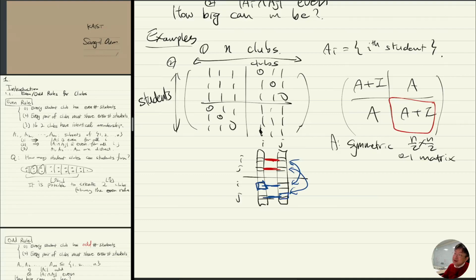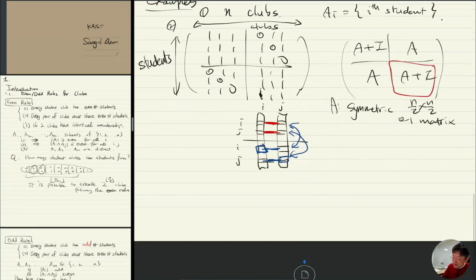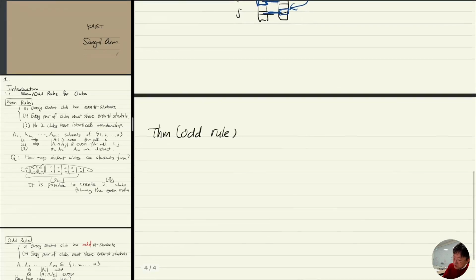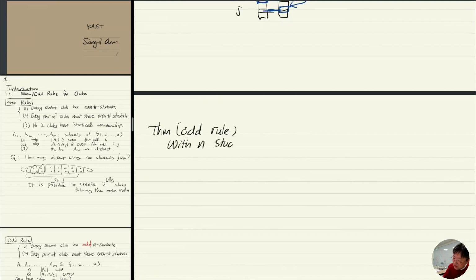And yet, surprisingly, what we can prove is that the president is happy. Instead of allowing exponentially many distinct student clubs, now the students can only make n clubs. So here's the theorem. With n students, no more than n clubs can be formed under the odd rule.